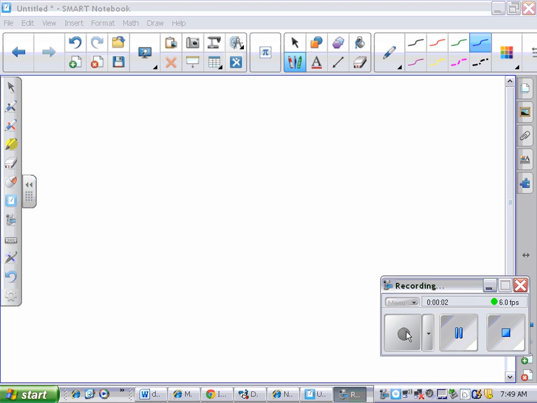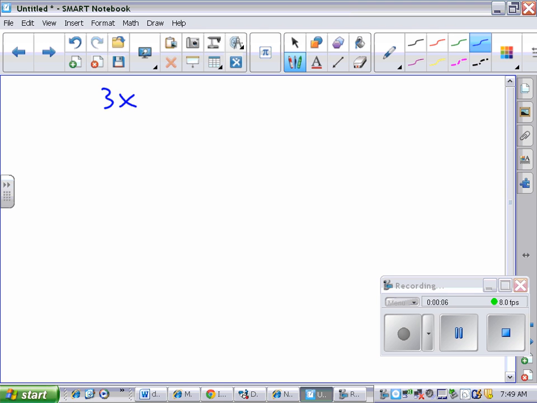Okay, so we're recording. This is how to solve a 3 by 3 system by hand. And once again, understand that you don't have to do it this way. You have computers, calculators. Eventually, I'll show it to you. So here's the original equation.